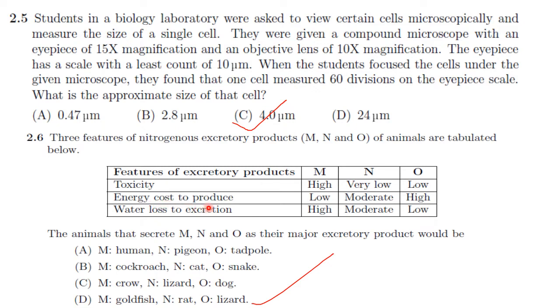Then energy cost to produce. For ammonia, less energy will be required. So low is correct. Then moderate will be required by urea, and high energy will be required for conversion of ammonia into uric acid.